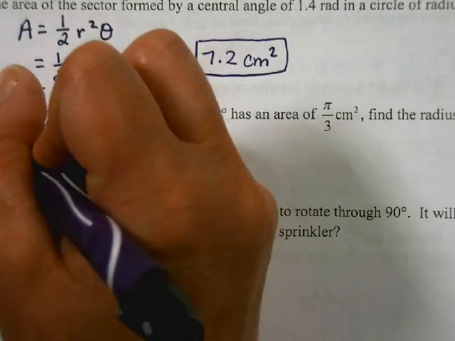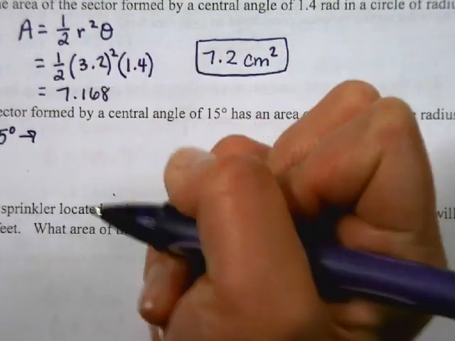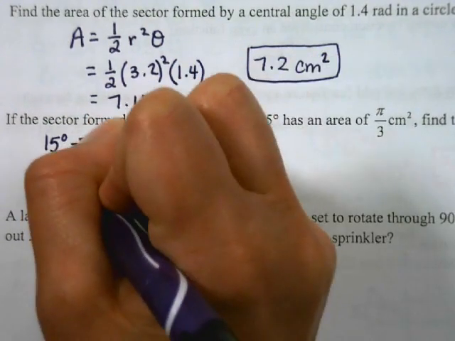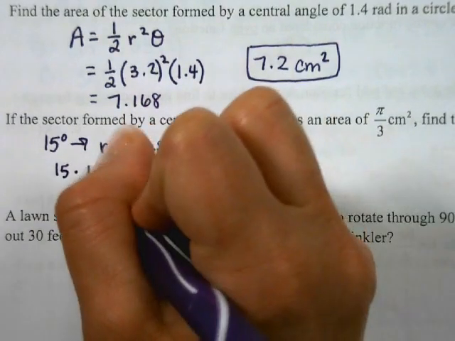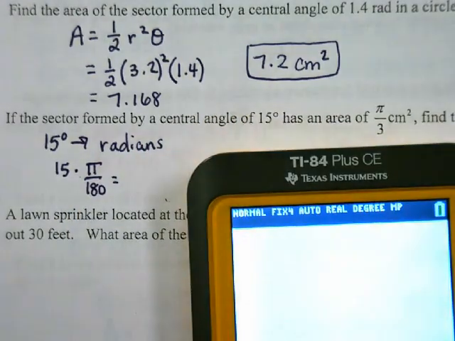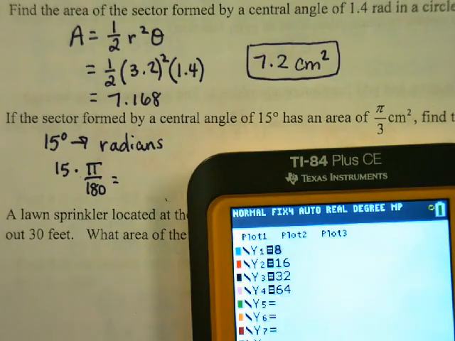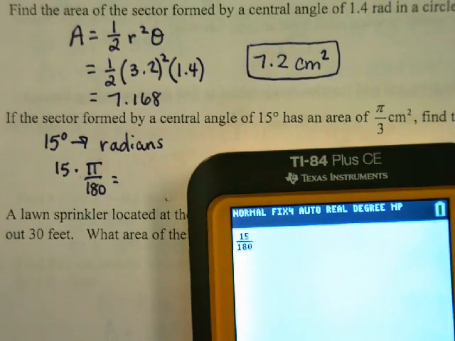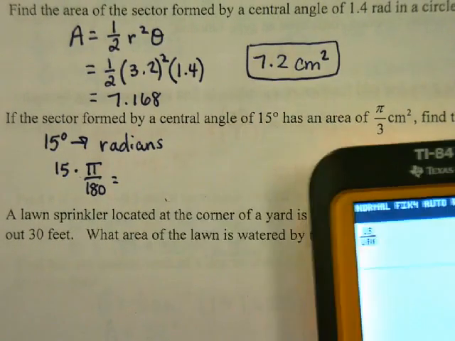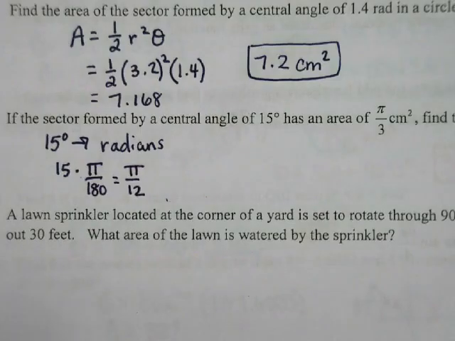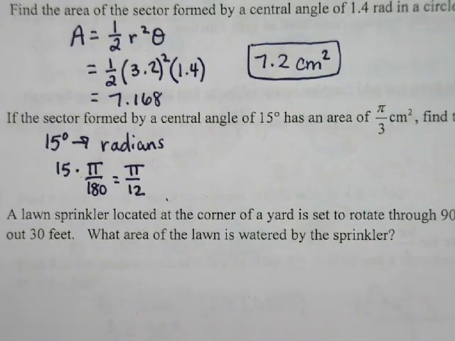Convert it to radians. Oh, you guys would make me so happy. 15 degrees to radians. Here we go. How do I convert to radians? Times pi over 180, right? All right, let's leave it exact. So 15 over 180 reduces to 1/12, so this is pi over 12. And I'll show you why I want to leave it exact in just 1 second. Okay?